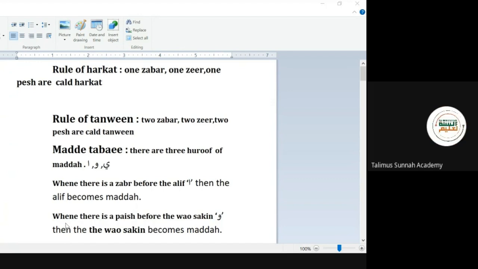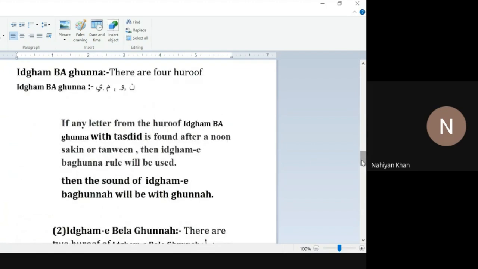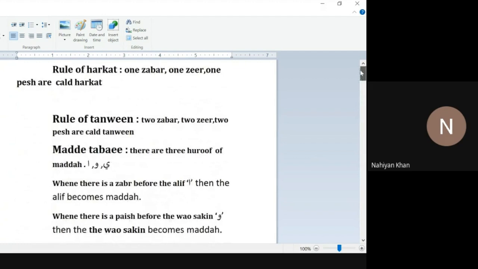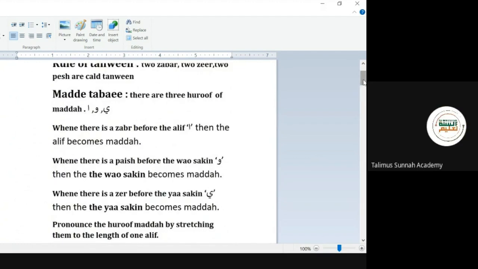Next. When there is a pesh before the waw sakin, then the waw sakin becomes mad. Example: ba waw pesh bu. When there is a pesh before the waw sakin, then the waw sakin becomes mad. Example: ba waw pesh bu. Good.